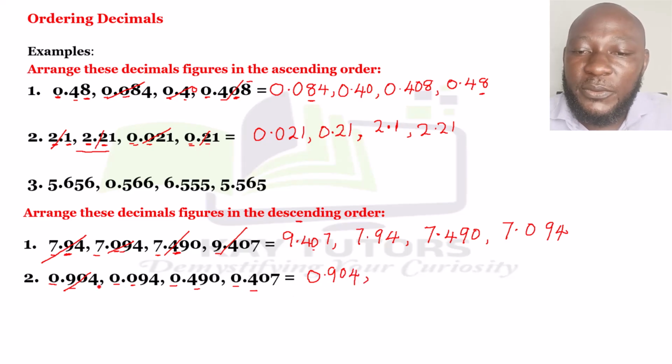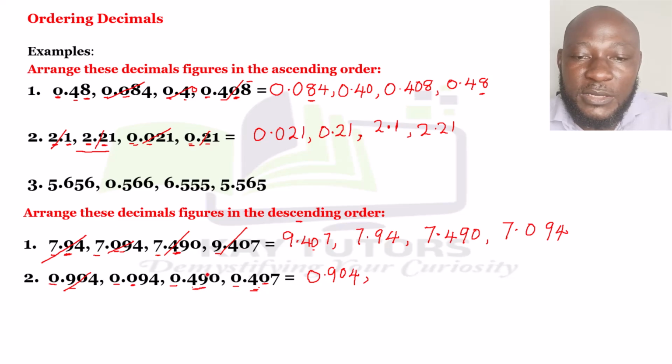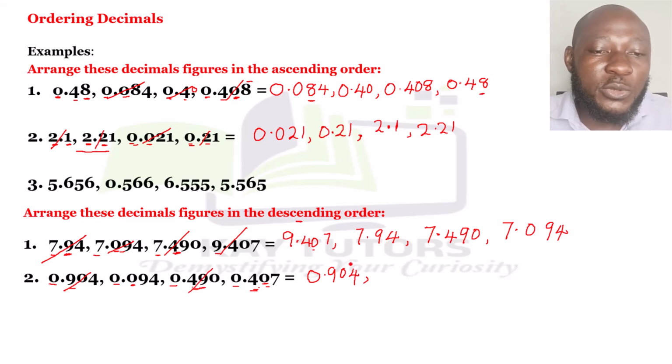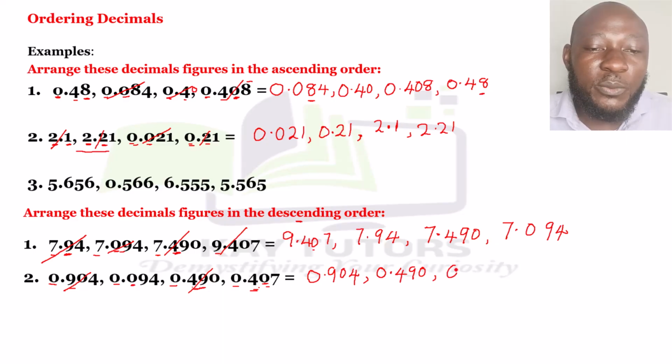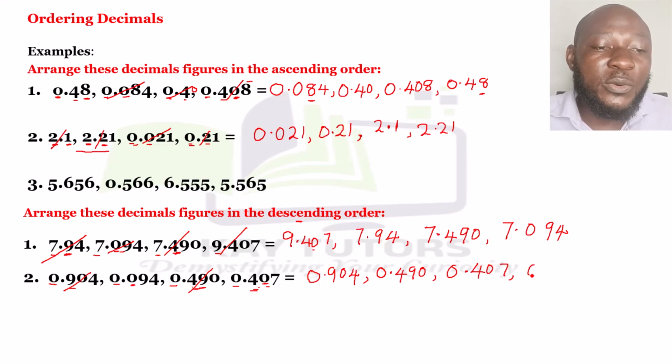Then we have 0 here, 4 here, and as well we have 4 here. So since these 4 and these 4 are on the same level, let's try the next digits. Here we have 9 and here we have 0. So since we have 9 here, this is bigger than this one. So I'll just take the next number as 0.490. Then here we have 0.407, and finally we have 0.094.